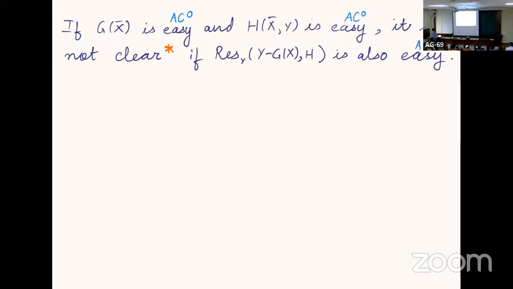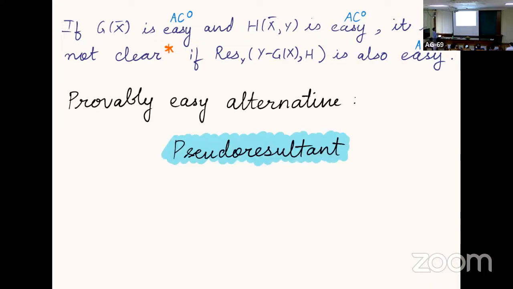Now, even then, it's not immediately clear that the resultant of these two things will also be easy. If that were true, then we are done. Then you can take a point which maintains that the resultant is non-zero and move ahead with Newton iteration. But this is not immediately clear. And what we were able to show is another easy alternative, which we call the pseudo resultant.